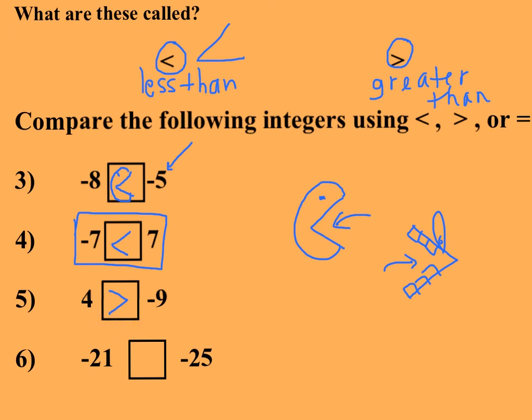And lastly, negative 21 compared to negative 25. Which one would you rather eat? Negative 21 is larger than negative 25. Nice job.